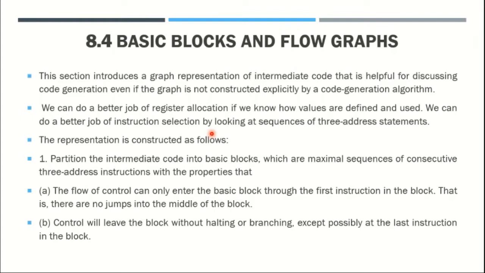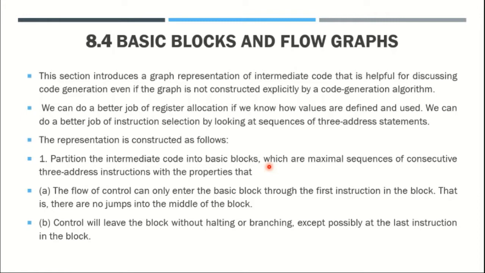While representing the intermediate code as a flow graph, we use several simple construction methods. First of all, we partition the intermediate code into different basic blocks. Each and every basic block contains a sequence of consecutive three address instructions. So a basic block is one or more sequence of consecutive three address code instructions.